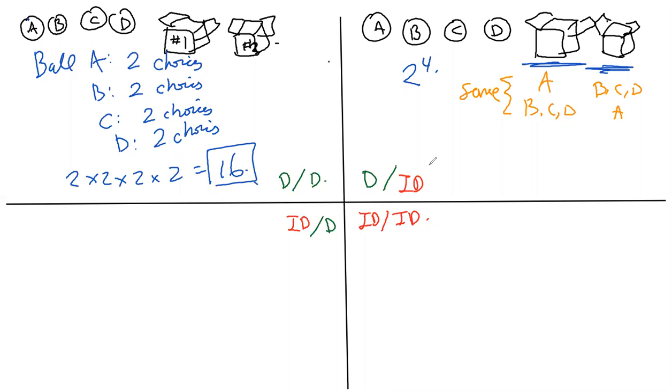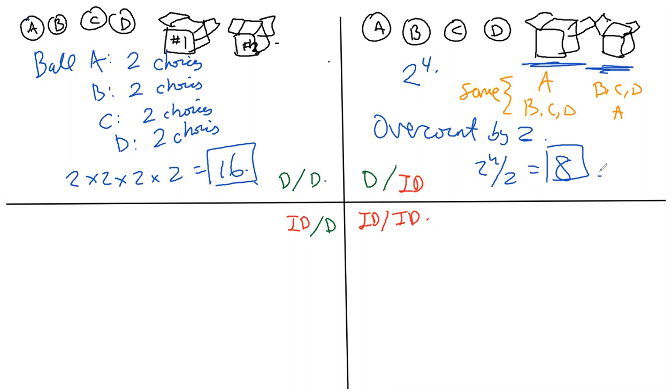And so do we see why these 2 are the same? Because if we do see why, then it becomes immediately obvious that this is just an overcount by 2. You can do this for every single arrangement: you just flip it around, and that's an overcount by 2. So we just do 2 to the 4 over 2, which is 8. Does that make sense?